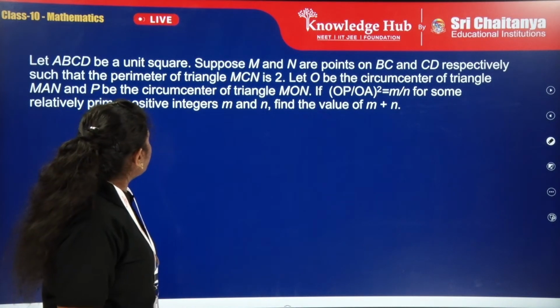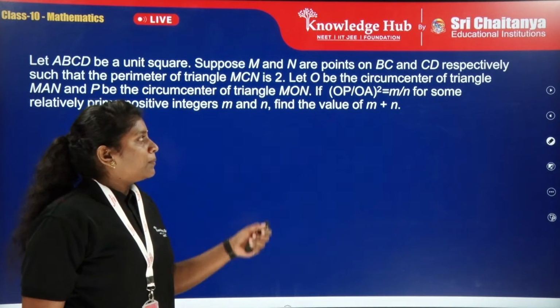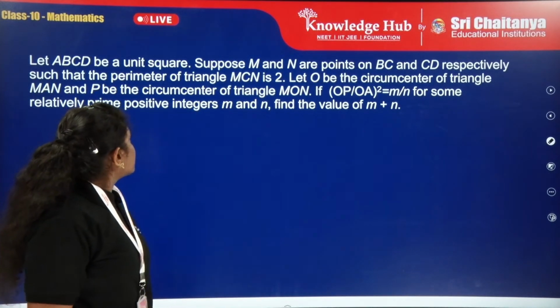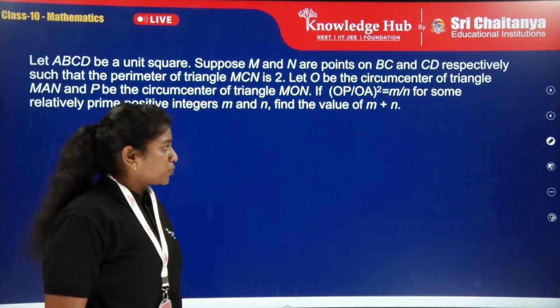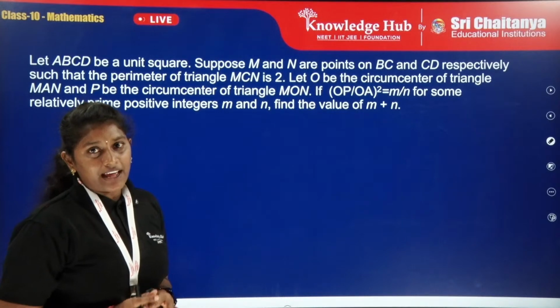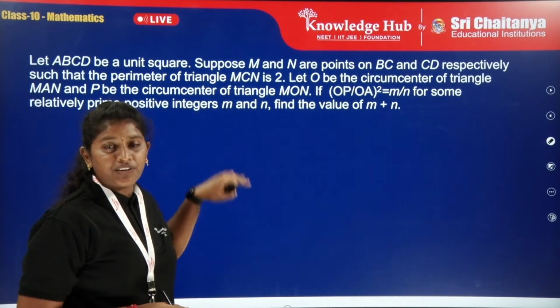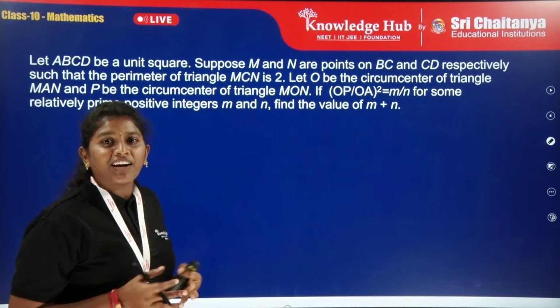Let ABCD be a unit square. Suppose M and N are the points on BC and CD respectively, such that the perimeter of triangle MNC is 2. That means most of the students will be afraid of these questions because they will see that it is a four-line question. So how can we solve it? Ma'am, we can't solve it.